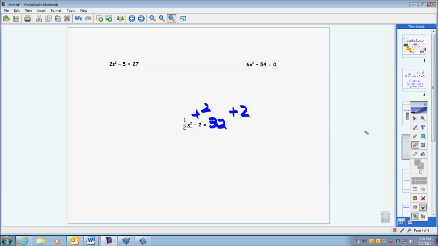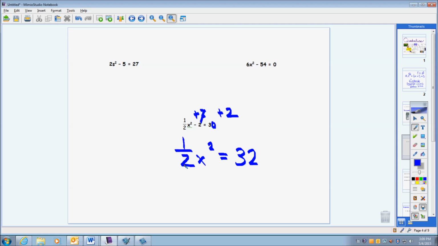Let me back up for a second. I'm sorry. This was supposed to be a 30. Not a 3. It's supposed to be a 30. Okay, 30. So add 2. Add 2 to both sides. I want this to be a perfect square. So you get 1/2 x squared equals 32. All I did was add 2 to both sides.